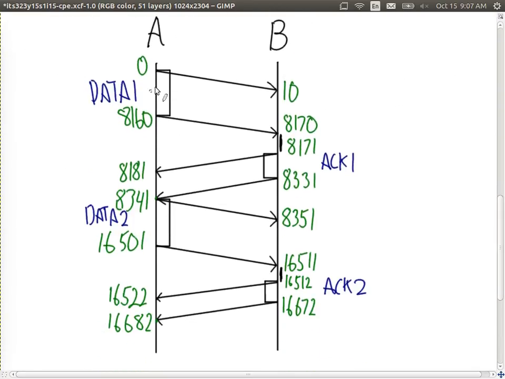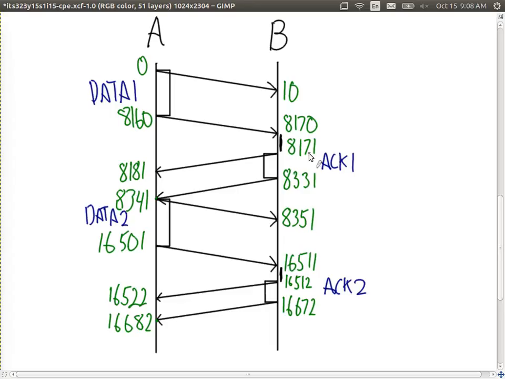Let's follow it through. A sends the first data frame, data 1. B receives it at time 8170. Then there's a 1 microsecond processing delay. You didn't see this in the lecture on Tuesday, but I introduced it in this example just to say that B receives it, and maybe the computer is not so fast. It takes some time to do some processing on that frame, and then it decides to send back an ACK.